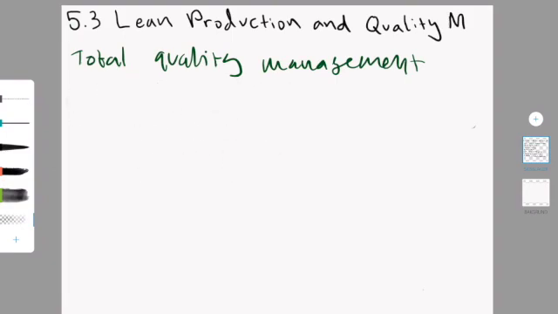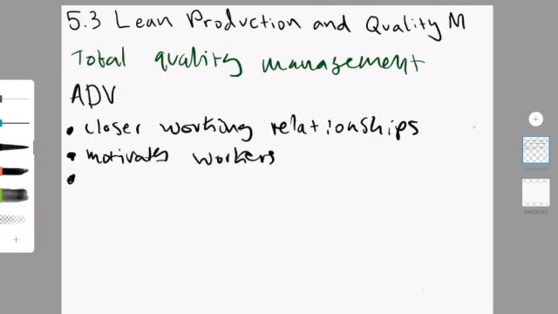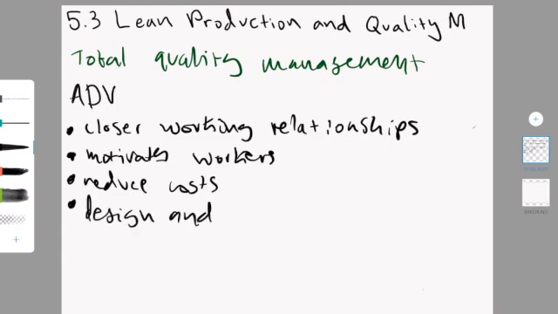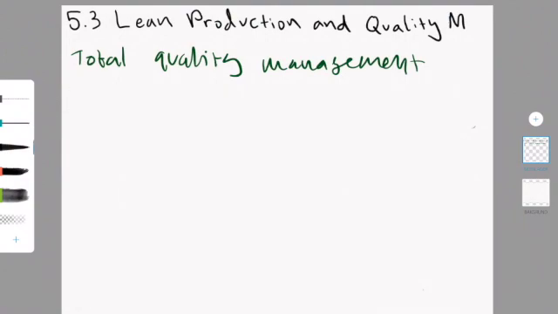Some of the advantages to using lean production and total quality management is that it can create closer working relationships with all of the stakeholders. This can also include the suppliers and the customers because you're thinking in a more holistic way. It can motivate your workers because they have more responsibilities. It can reduce costs because you're not wasting space or transportation, and therefore avoiding the costs related to that. It can improve the design and production of quality products because you know more what your customer wants. And it can enhance the reputation of your company. If you are seen as a company that has quality, you can do so many more things. You can use higher prices and such.